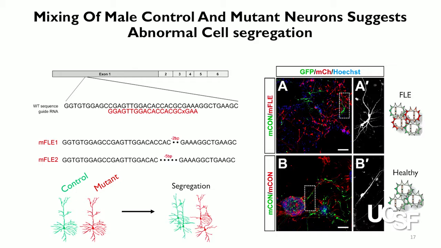I think this experiment is still very preliminary, so we need to repeat this, but it is indicative of segregation between two different populations. And then zooming in on the morphology of these FLE neurons, you could see there's more outgrowth compared to the healthy controls, which is another validation of the studies we got from the neurons generated from the patient iPSC I showed in the previous slides.